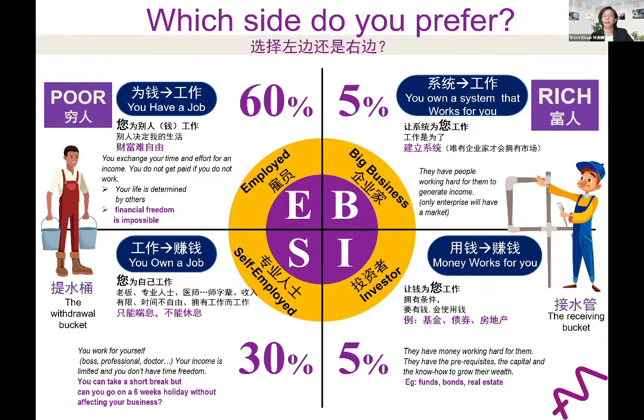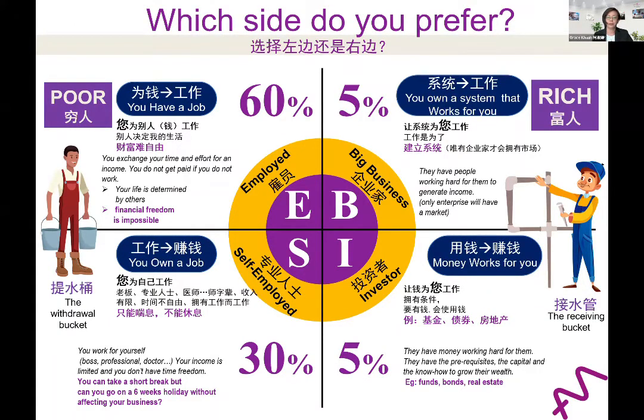You have a job. Your life is determined by others. Do you like that? I used to think it was okay, but now I don't like it anymore, because we are trained to just accept. I used to think, okay lah, I take a salary, I just work. But now I don't like my life to be determined by others. So check with your friend. At the end of the day, is financial freedom possible if you continue to stay in that quadrant?